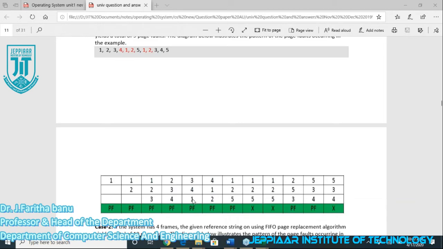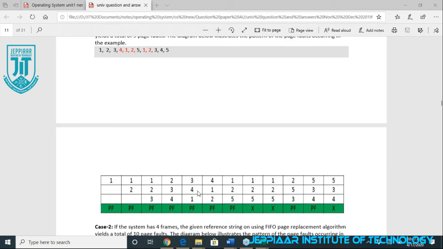So the next frame I am going to replace is 3. So 3 is replaced, and you'll be getting 4, 1, 2. So it continues like this.